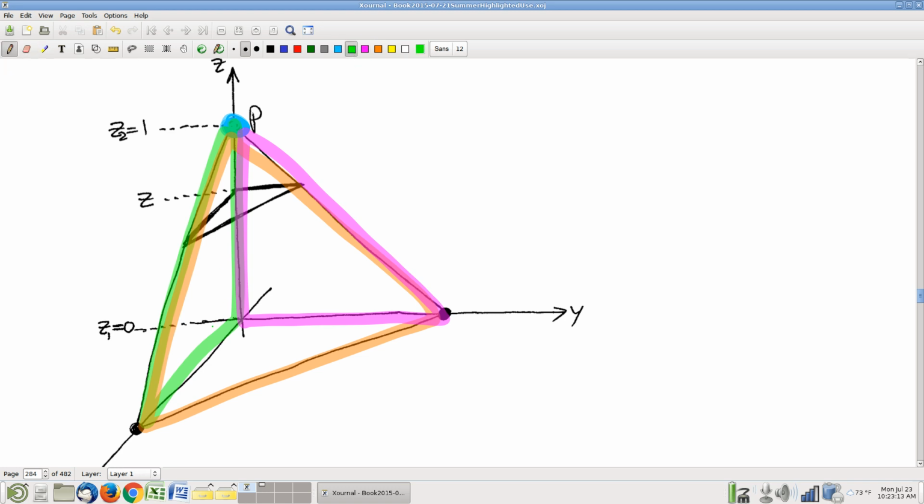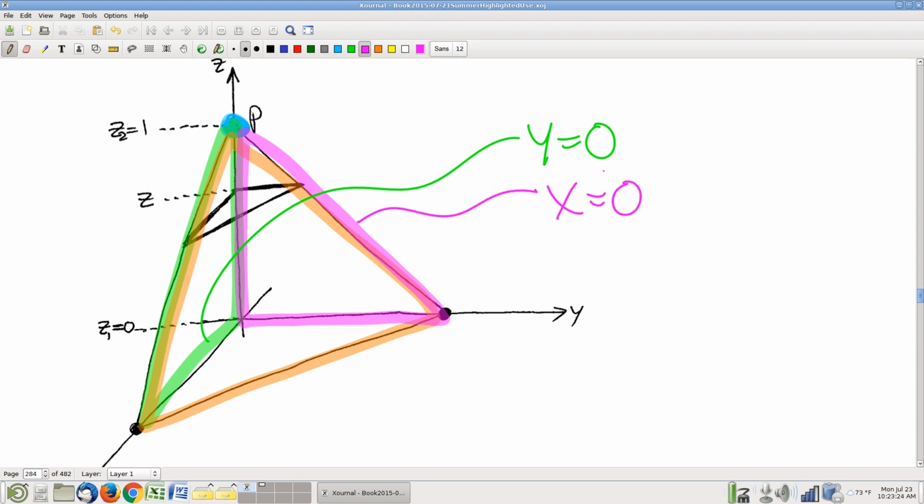This green surface here has an easy equation, y is equal to 0. The purple plane has an easy equation, x equals 0. And this orange plane has an easy equation. We already wrote it down, x plus y plus z is equal to 1. Now, again, I'm interested in this point here. Why am I interested in that point? Because it tells me my upper bound for z. So I'm interested in solving for z in this equation.